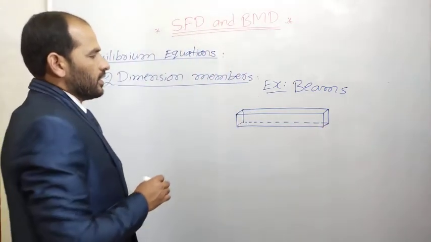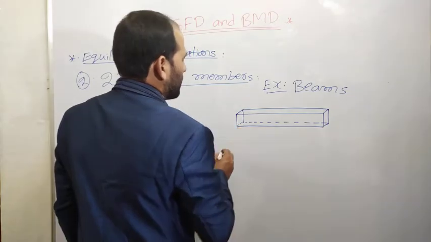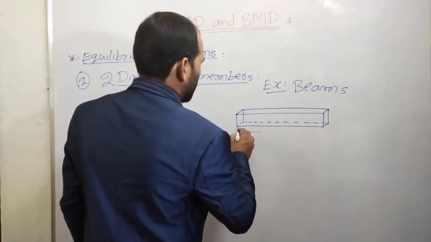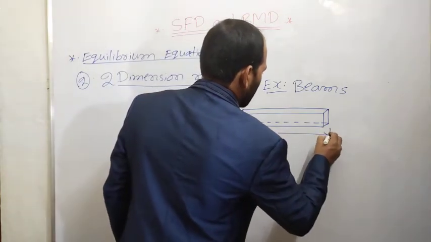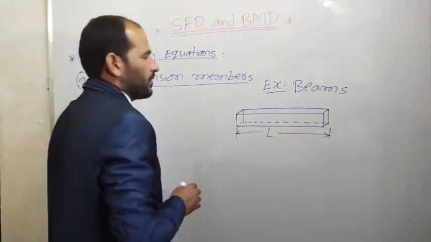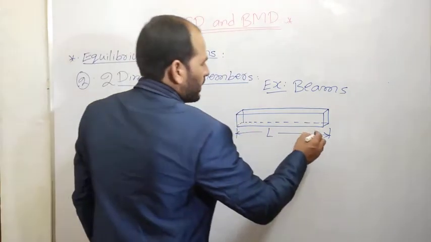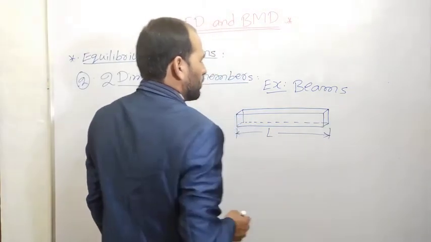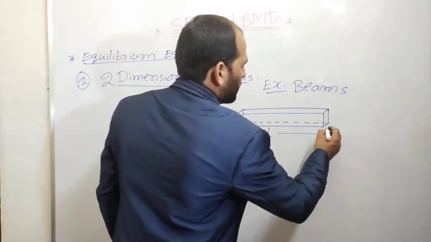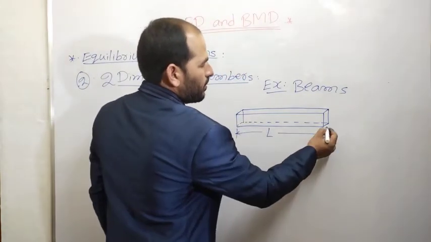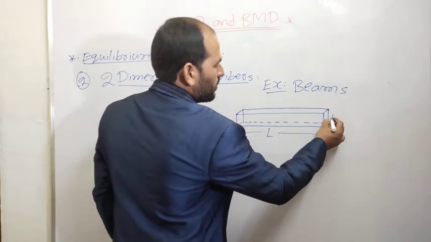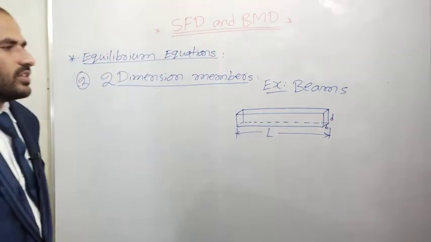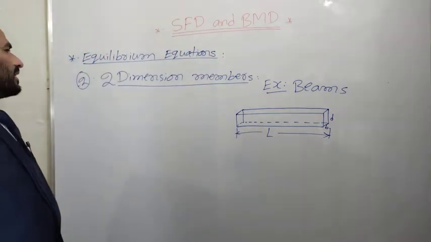This is the beam, right? This is the length of the beam, L. This is one dimension and this is one more dimension. That means this is the width of the beam, B, and this is the depth of the beam, D. So this is a two-dimensional member.